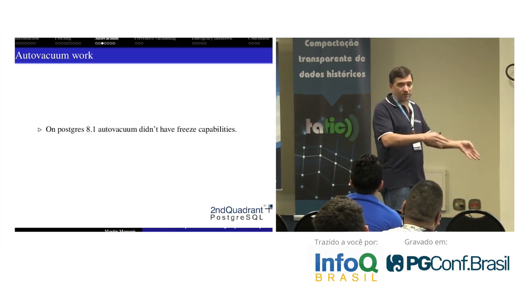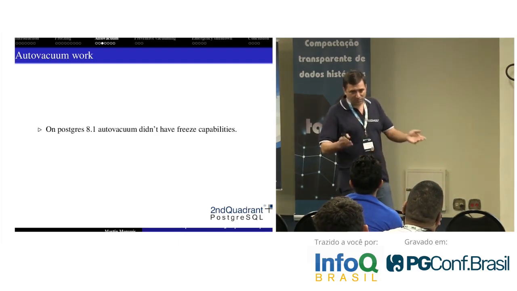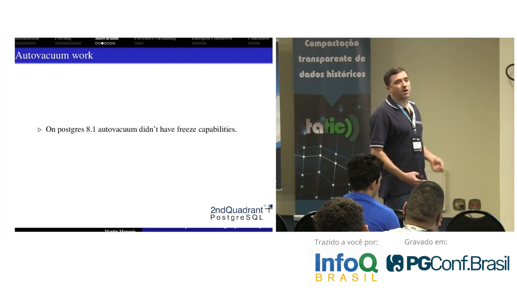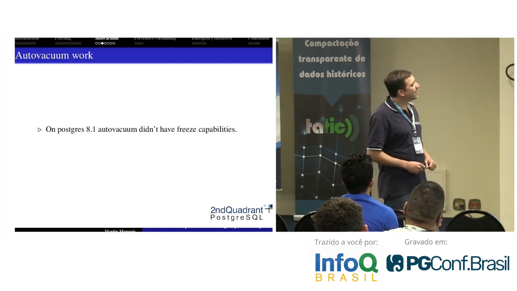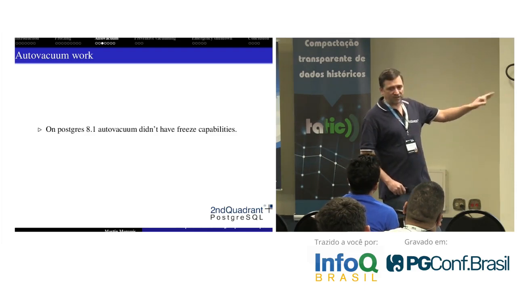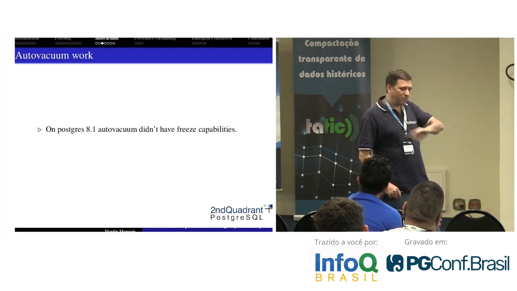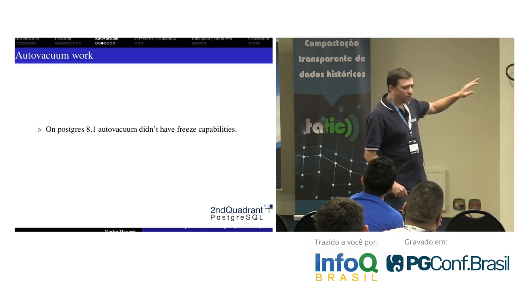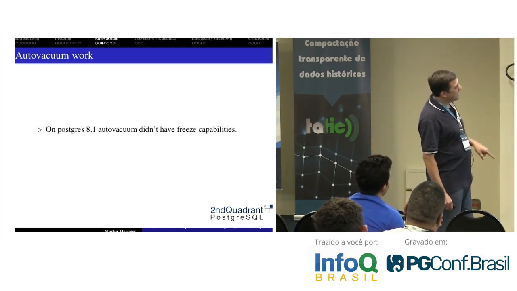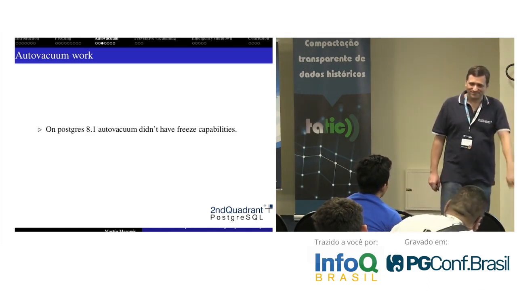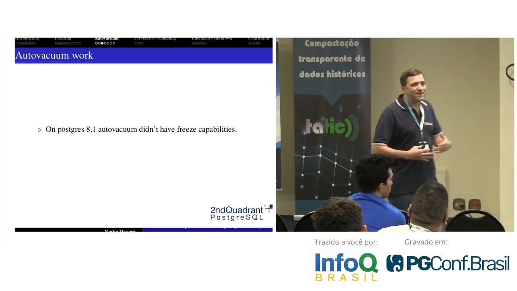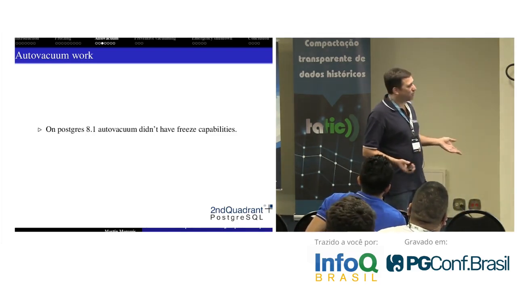You can disable it for a table. You can disable it for the whole cluster. Doesn't matter. You'll get really bloated tables unless you're running manual vacuums. But it will always come up when there's a table that needs freezing. So whenever a table needs to be frozen, autovacuum will come up even if it's disabled, but not in 8.1. In 8.1, there was no capability. I mean, autovacuum did not do that work.